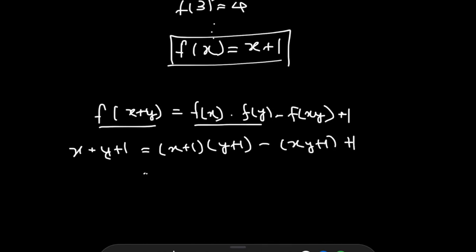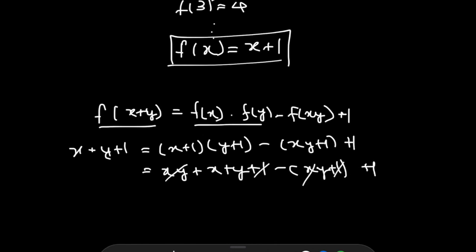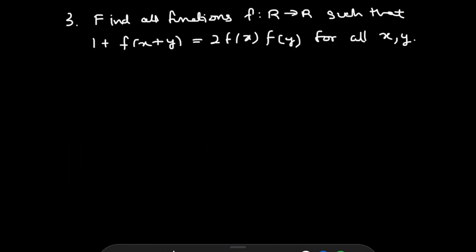So on the right hand side we have xy plus x plus y plus 1 minus xy plus 1 plus 1. So this xy cancels with this xy, plus 1 cancels with negative 1, and we're left with x plus y plus 1. So we can see that f of x equals x plus 1 is indeed a valid solution. So the function f of x equals x plus 1 works for this functional equation. Okay, let's take a look at another example that involves substitution.